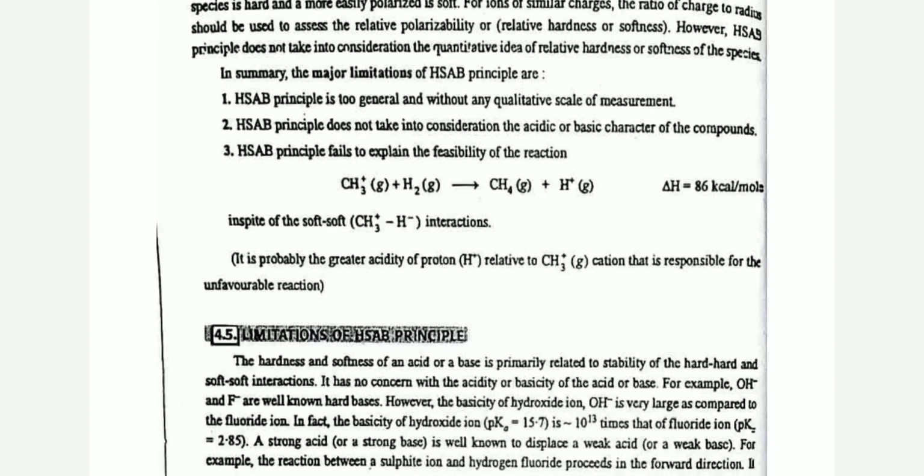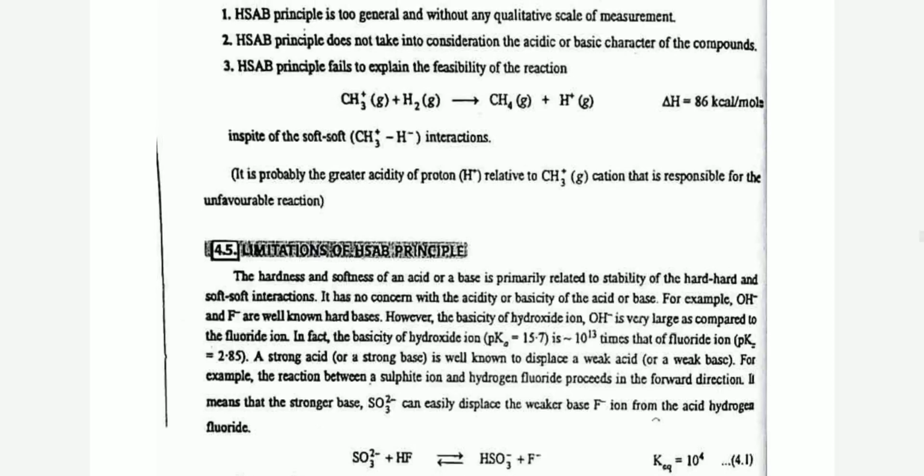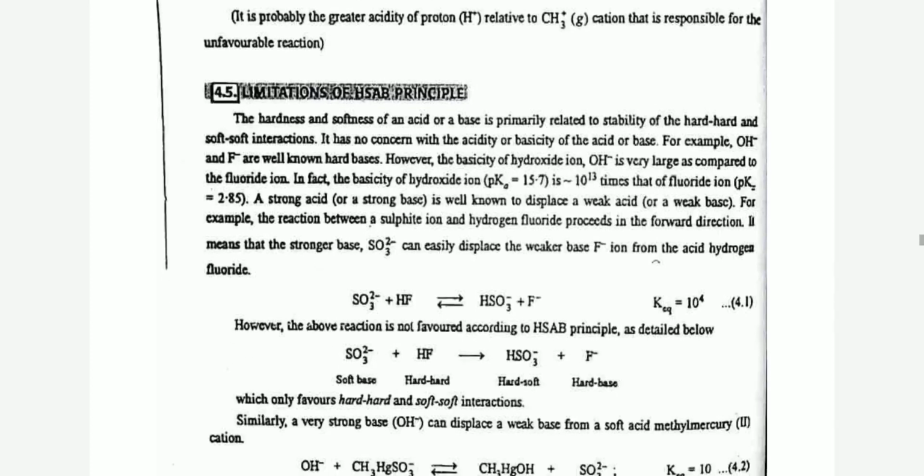CH3⁺ gas plus H2 gas gives CH4 gas plus H⁺ gas, with delta H equal to 86 kilocalories per mole. In spite of the soft CH3⁺–H⁻ interactions, it is probably the greater acidity of the proton H⁺ relative to the CH3⁺ gas cation that is responsible for the unfavorable reaction.